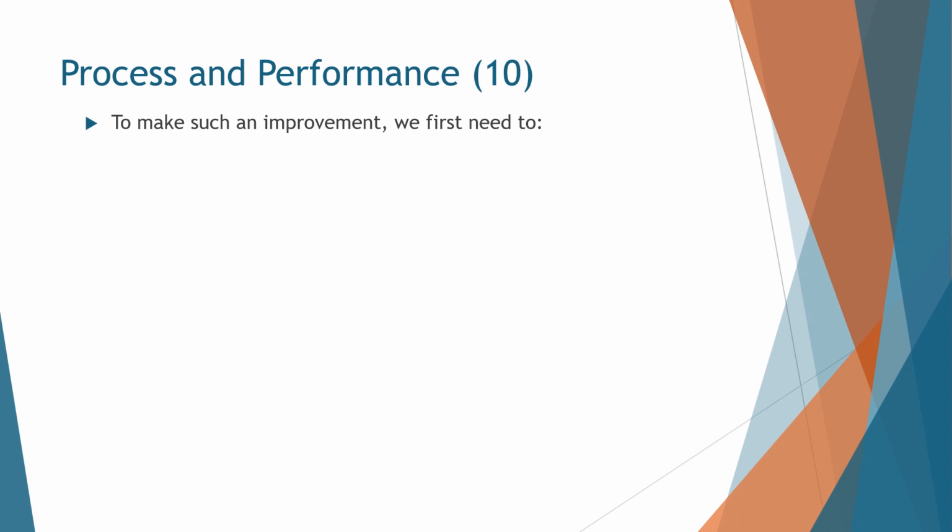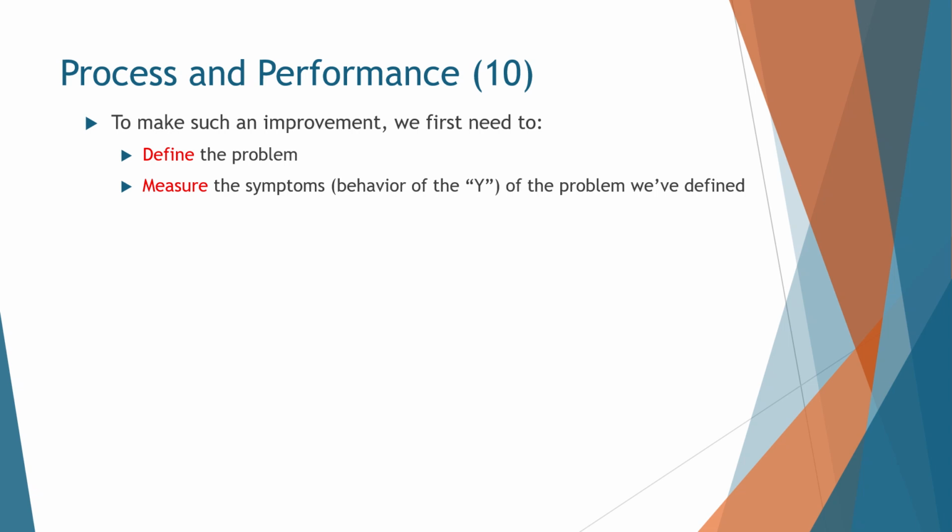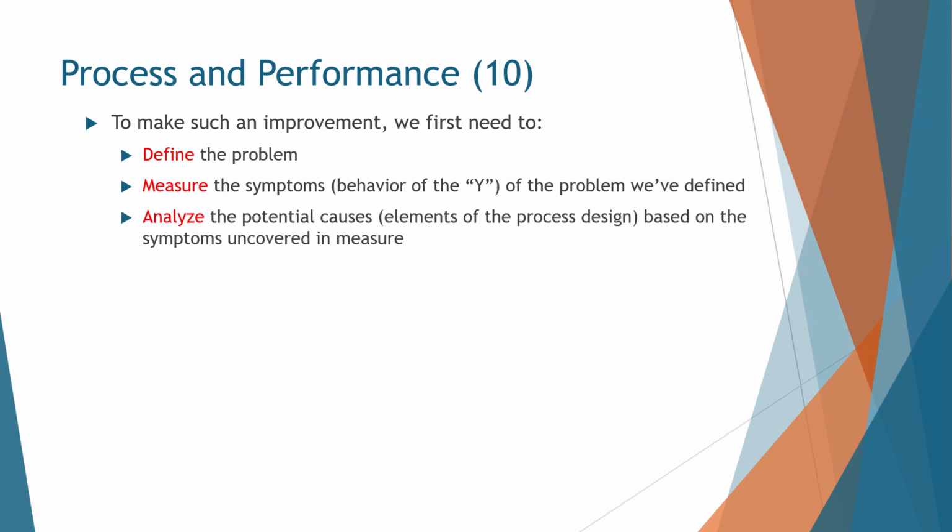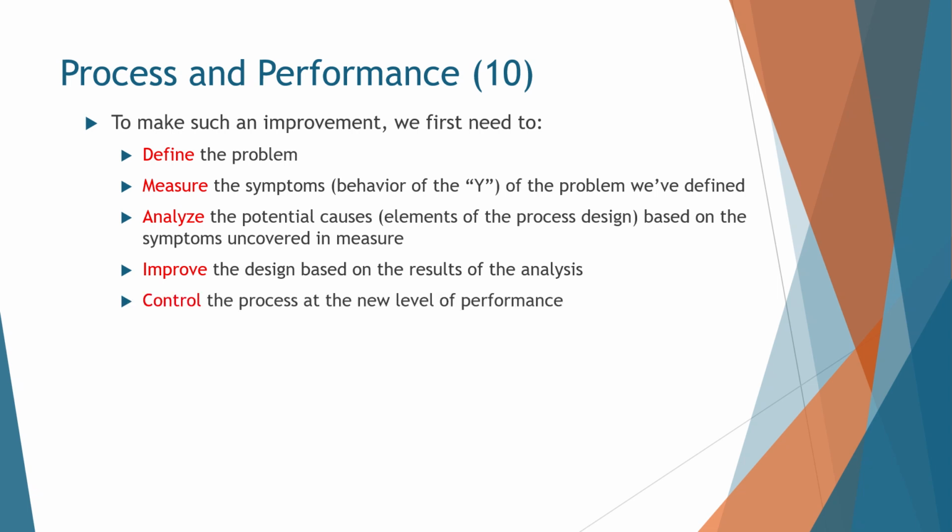To make such an improvement, we first need to define the problem, measure the symptoms, behavior of the why of the problem we've defined, analyze the potential causes, elements of the process design based on the symptoms uncovered in measure, improve the design based on the results of the analysis, and finally, control. Control/sustain the process at the new level of performance.